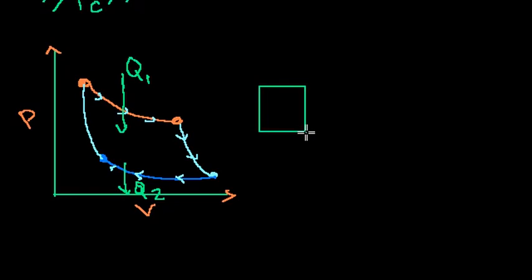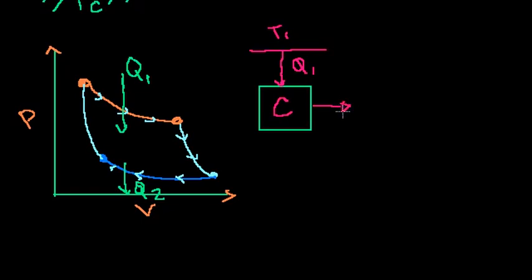I could also depict it like this, where that's my engine. This is my hot reservoir. Let me put this as T1. T1 is up here. It transferred Q1 to my Carnot engine. My Carnot engine did some work, and then what was left over transferred into my cold reservoir, T2, it transferred Q2. This is another way of depicting what went on in this Carnot cycle.